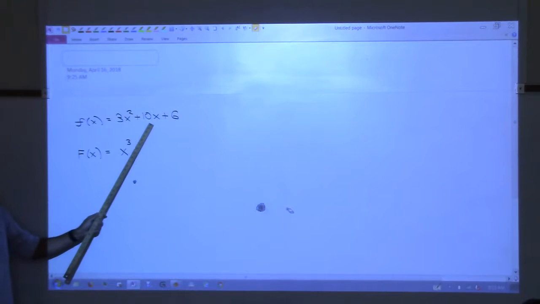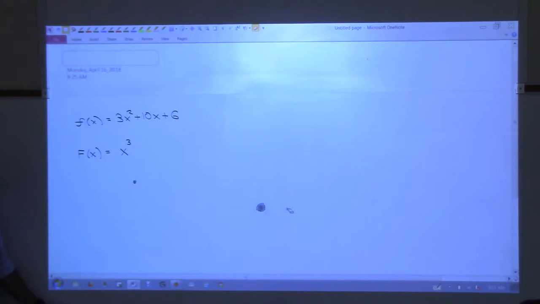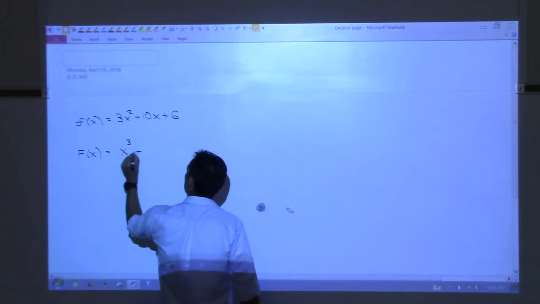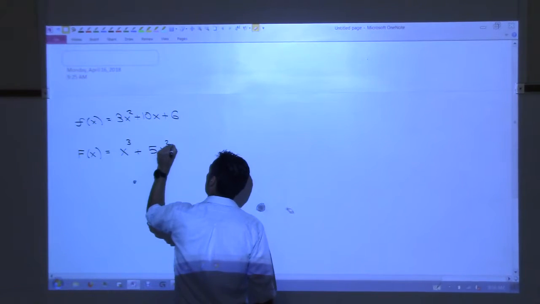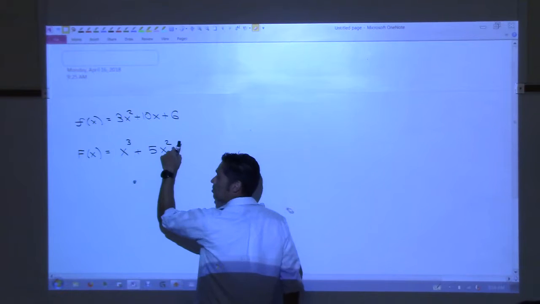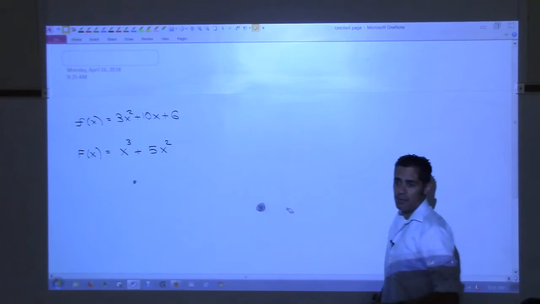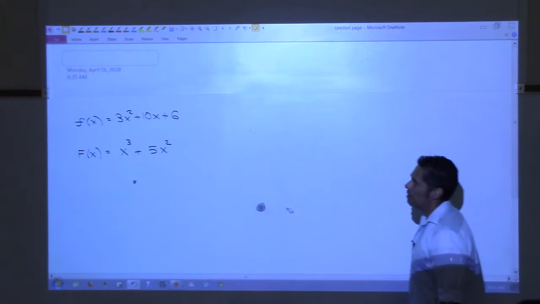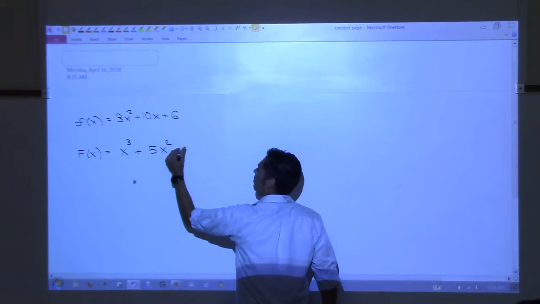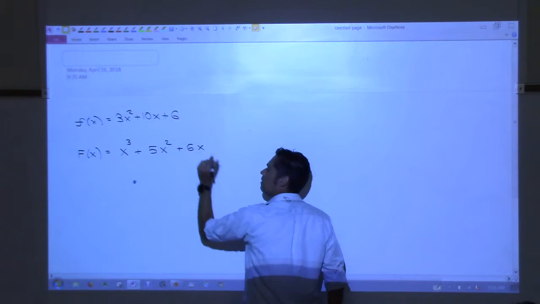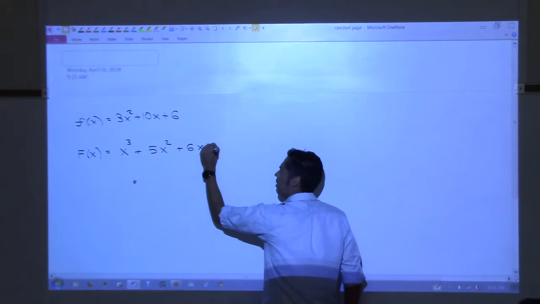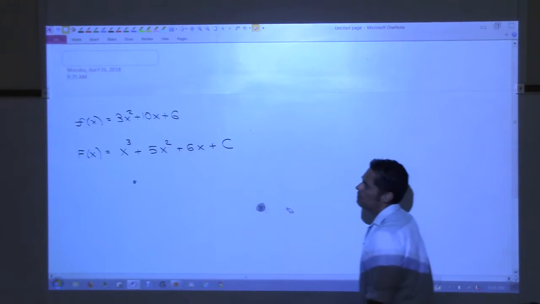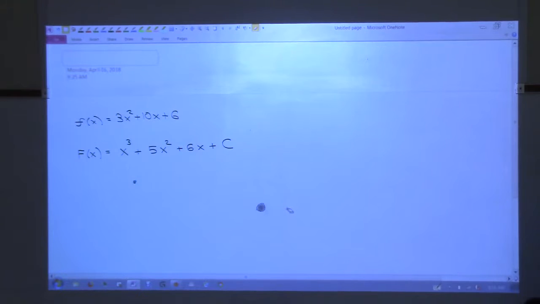Okay. How about this one right here? This one's a little tricky. 5x squared. You can't have the 10 here, because you know that the 2 is going to come down and hit that 5 to become the 10. And then how about a constant, just like this? What's the antiderivative? Plus 6x. And then plus c. So that's your general antiderivative.